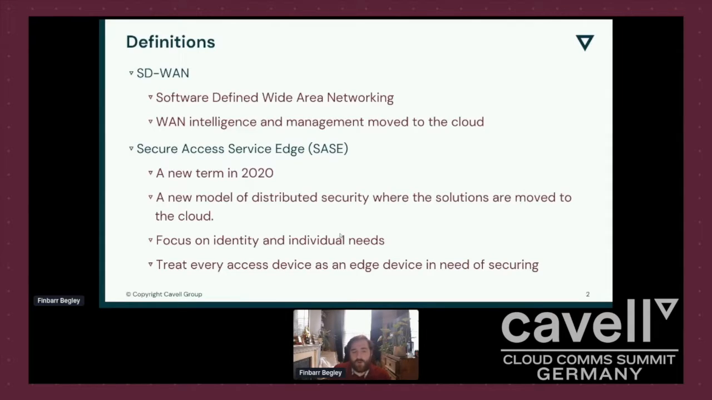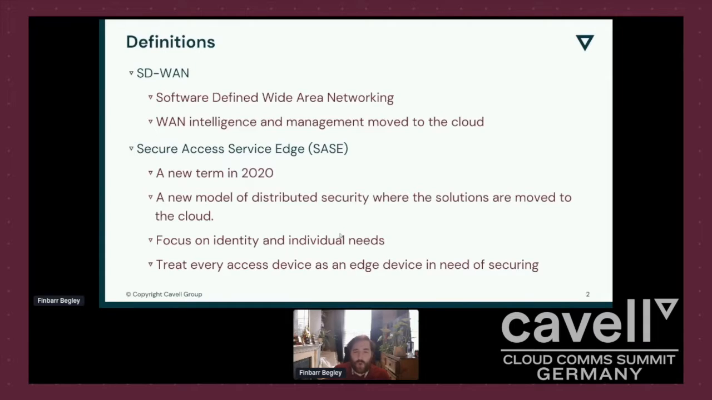The main thing to be aware of is that it tends to focus on identity and individual needs rather than generic policies. And the goal really is to ask those questions. Who is this person? What are they trying to access? And what network are they trying to access from?